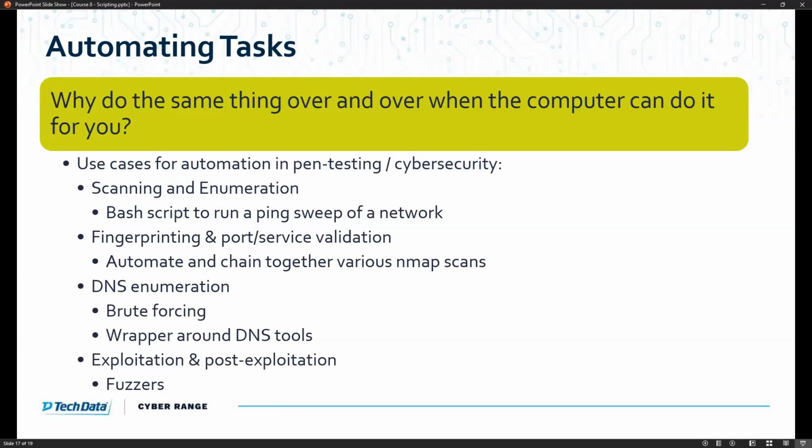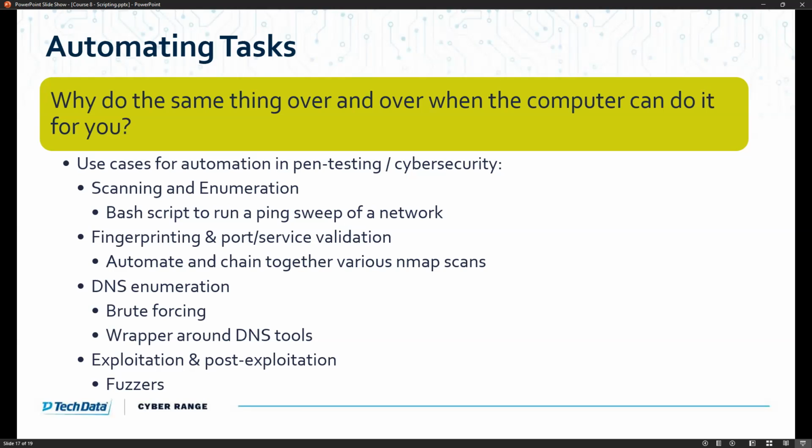So a note on automated tasks. Why do the same thing over and over when the computer can do it for you? If you're doing scanning and enumeration, fingerprinting, port scanning, DNS enumeration, exploitation, and fuzzing, you can use scripts to automate those tasks, to run a ping sweep of a network, or to chain together various Nmap scripts to do fingerprinting and enumeration of services running on a host.